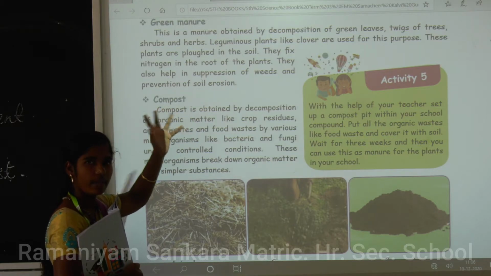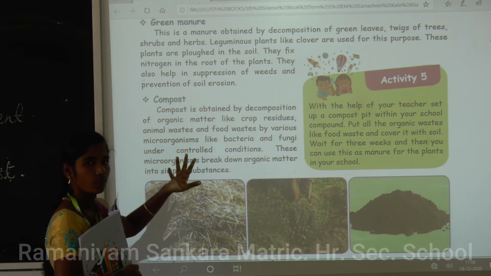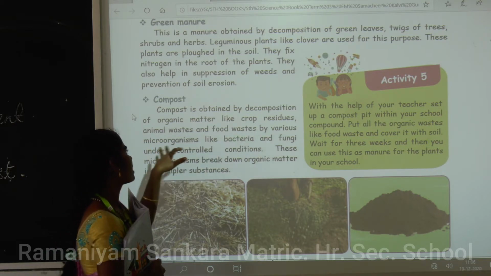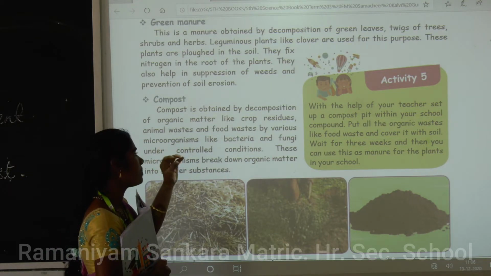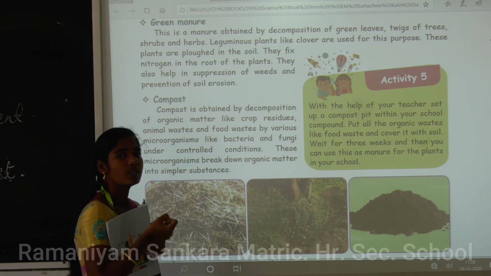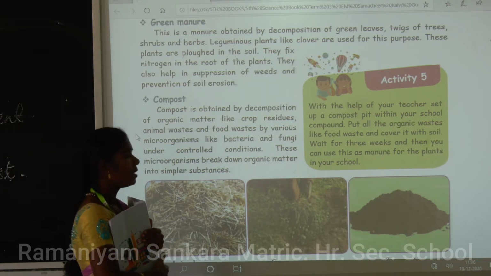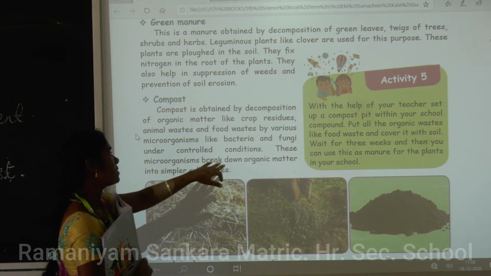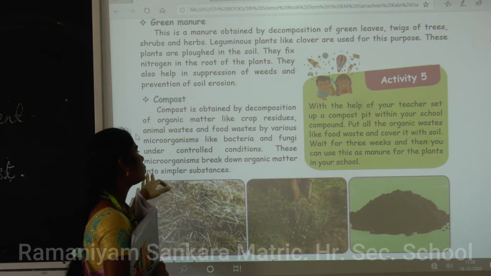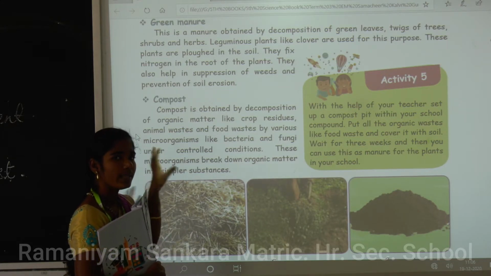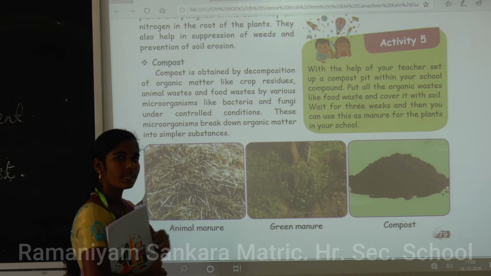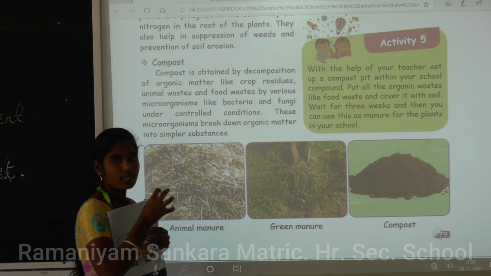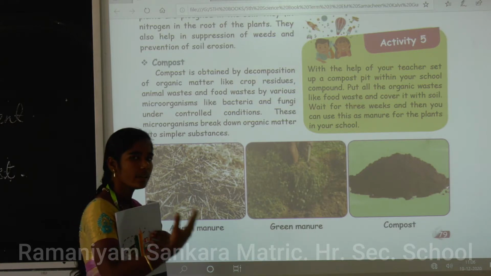கம்போஸ்டில் ரெண்டுமே animal and plant manure இன்க்ளூடிங். ஓகே, so they are decomposed by the various microorganisms. சின்ன சின்ன bacteria, fungi மூலமாக they will decompose the manure. Okay, and under controlled conditions these microorganisms break down organic matter into simpler substances. So while in this process, அதில் இருக்கக்கூடிய organic matter they are making into the simpler substances.